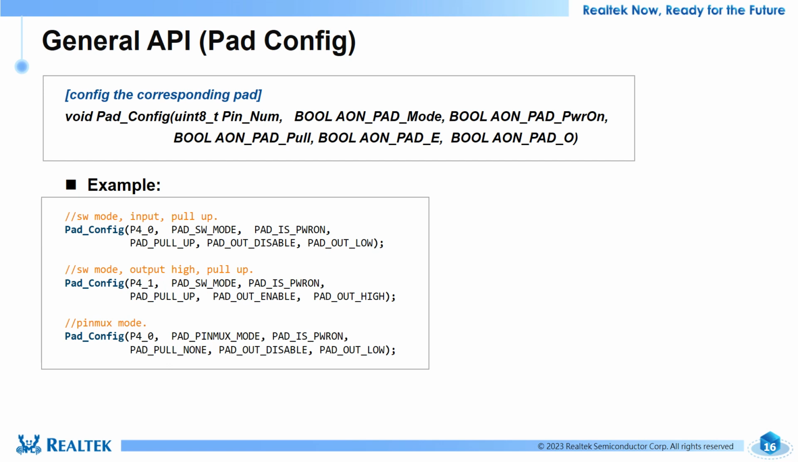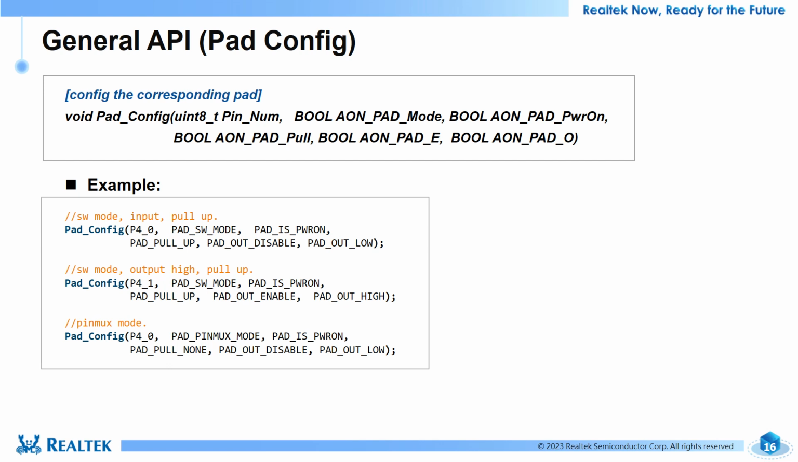The first parameter is pin number, such as P30. The second parameter sets the operation mode of the pin, including software mode and PINmux mode. The third parameter sets the power mode of the pin, including power on and power off. The fourth parameter is used to set the peripheral circuit of the pin, which can be configured as an internal pull-up resistor, internal pull-down resistor, without pull-up resistor or a pull-down resistor.